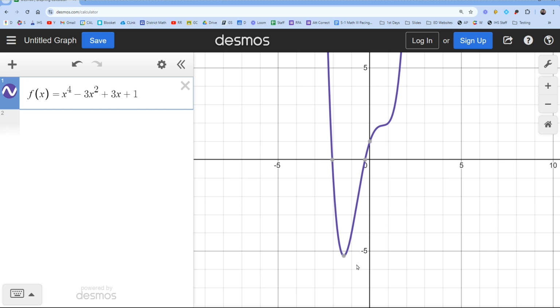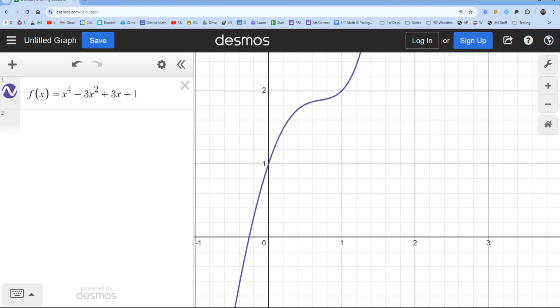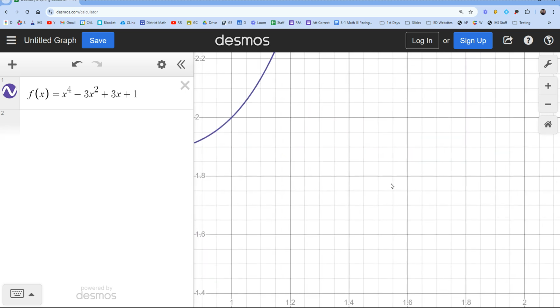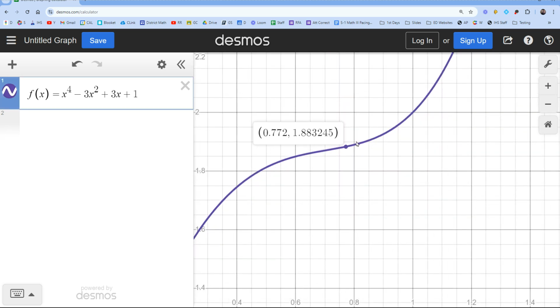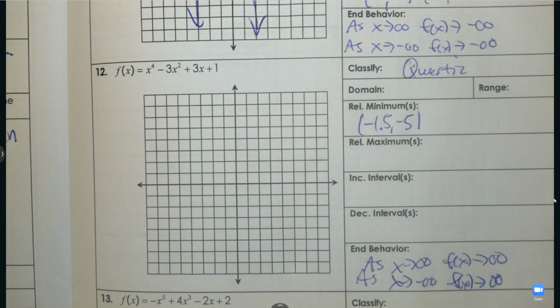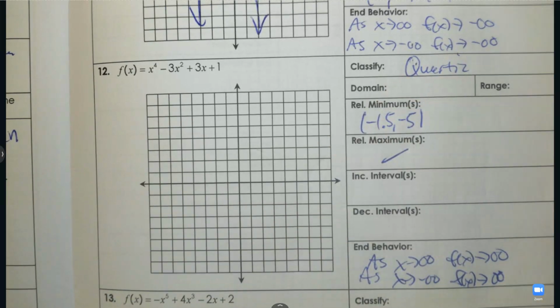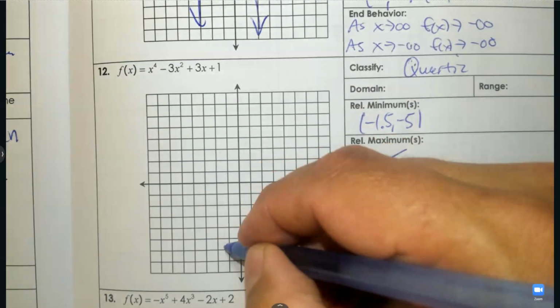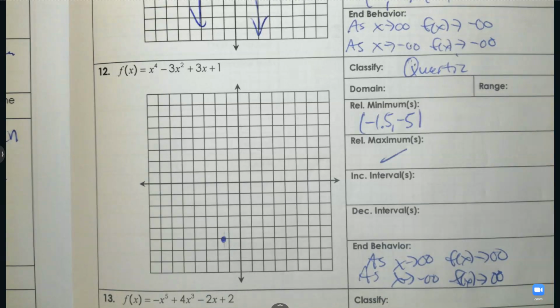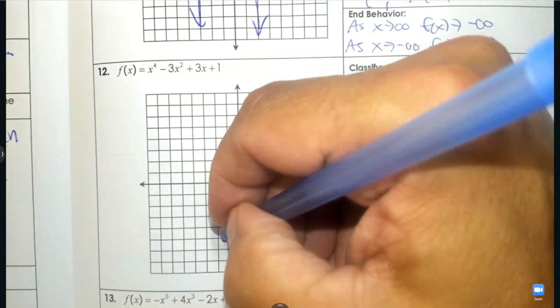So we have a minimum at -1.5-ish and -5. Do we have a maximum right there, or does it just keep going up? I don't see any turning point there at all. It's just going up the whole time, so we only have one turning point. That's our only turning point, no maximum. So I'm going to put that on our graph, -1.5, -5-ish. And that's it.